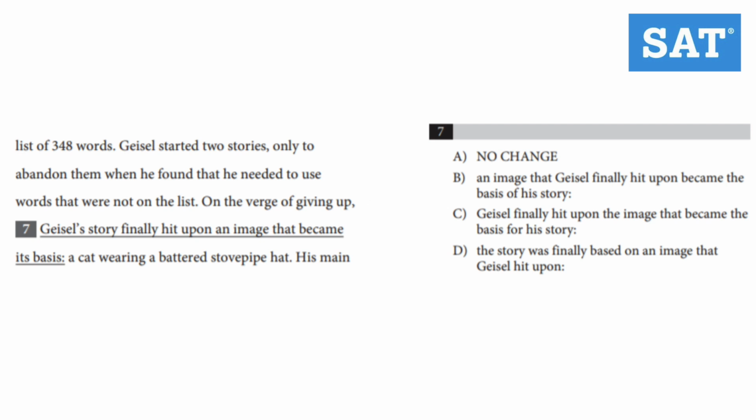So here, on the verge of giving up, Giselle's story. Well, could Giselle's story be on the verge of giving up? I don't think so. An image, well, can an image be on the verge of giving up? It has to be a person. Giselle finally hit, sounds like a good answer choice. And D is the story was finally based. The story could not be on the verge of giving up. These questions are so easy to solve that I really wanted to make this video for you guys. On the verge of giving up, it's got to be a person.